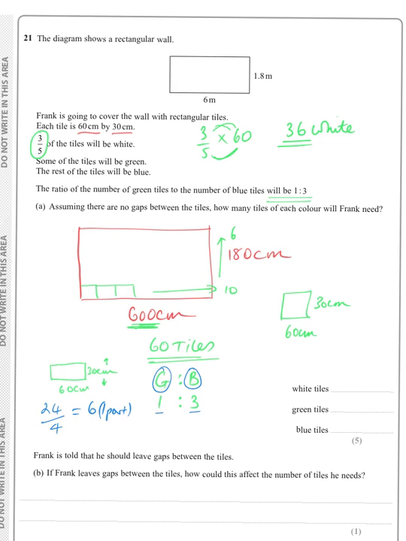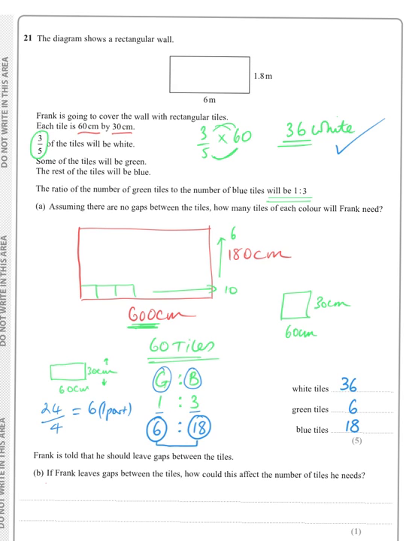Well, how many parts are green? 1 of them, so there'd be 6 green. And how many parts represent blue? 3 of them. So 3 lots of 6 is 18. And just double check, does 6 and 18 make 24? Yes, it does. So we're ready to put our answer in here. We've got 36 white. We'd have 6 green and 18 blue.